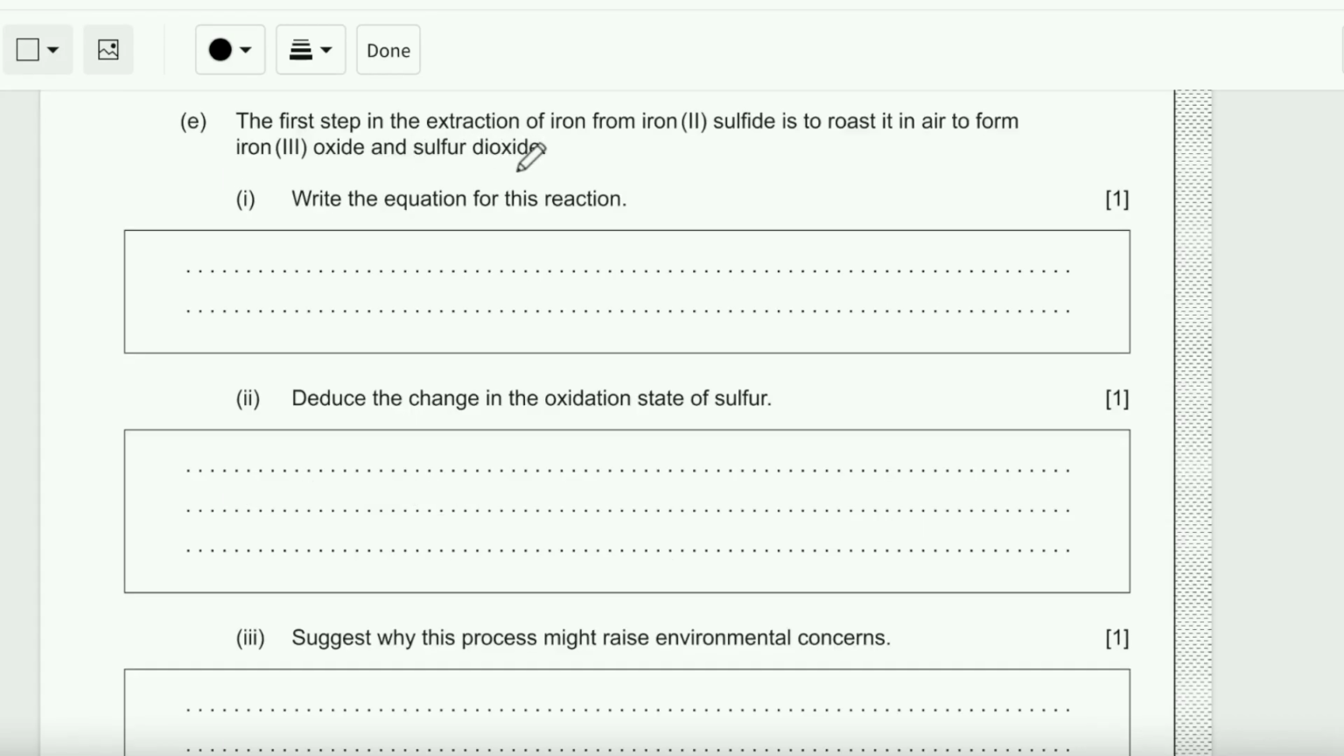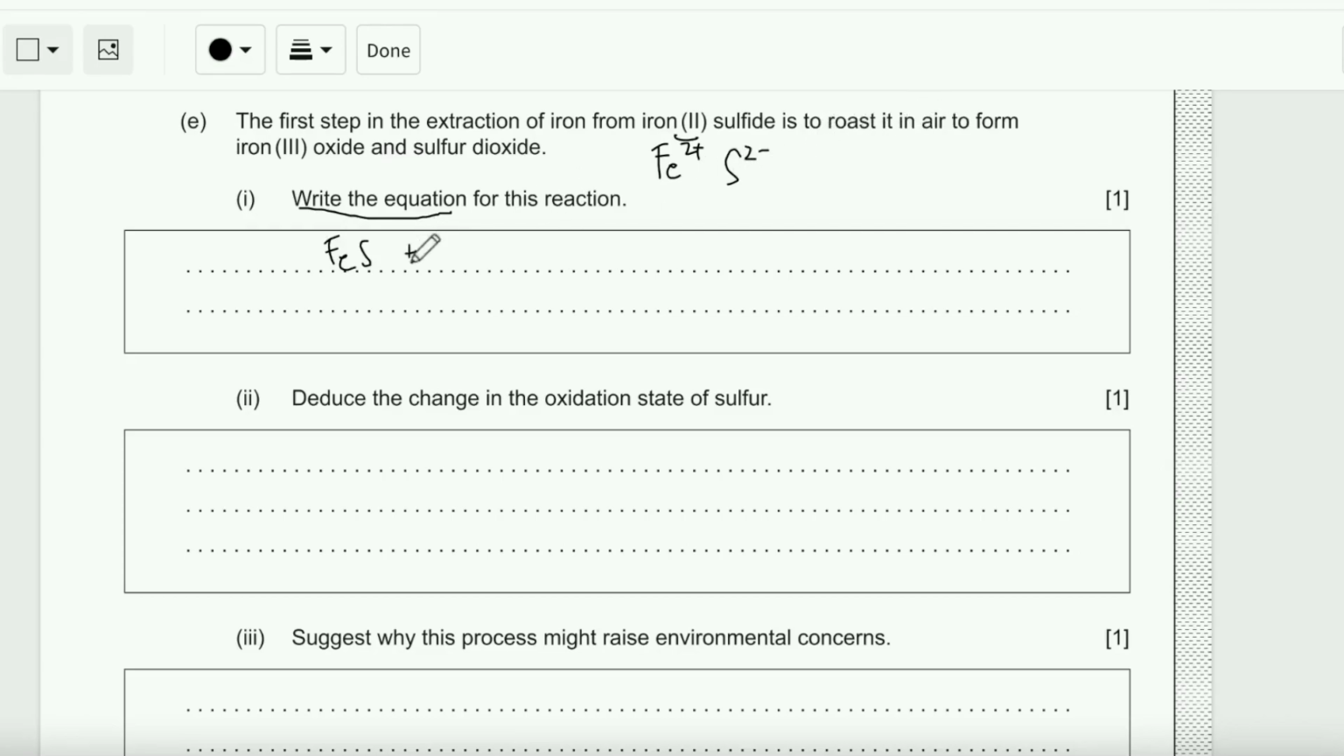The first step in the extraction of iron from iron(II) sulfide is to roast it in air to form iron(III) oxide and sulfur oxide. Write the equation. Very direct. Iron(II) means Fe2+. Sulfide, S2-.